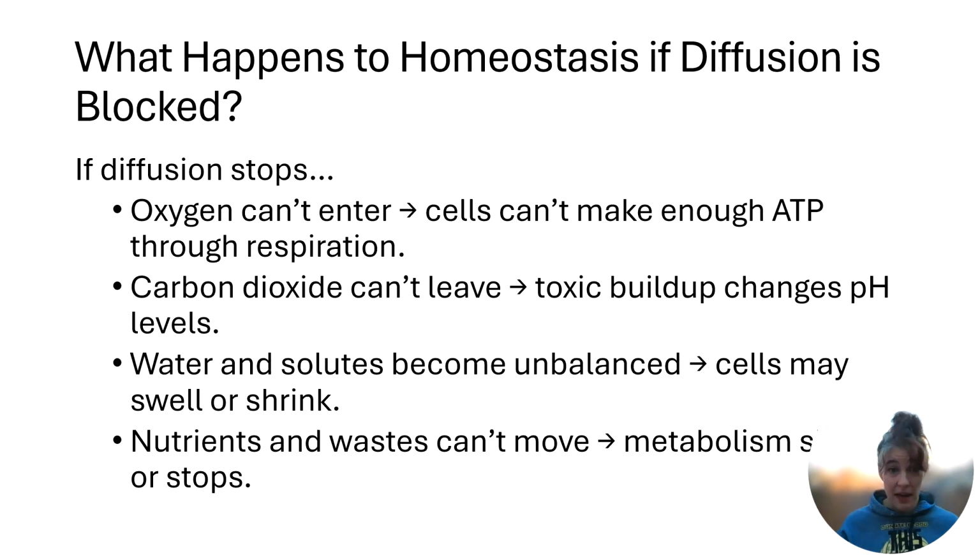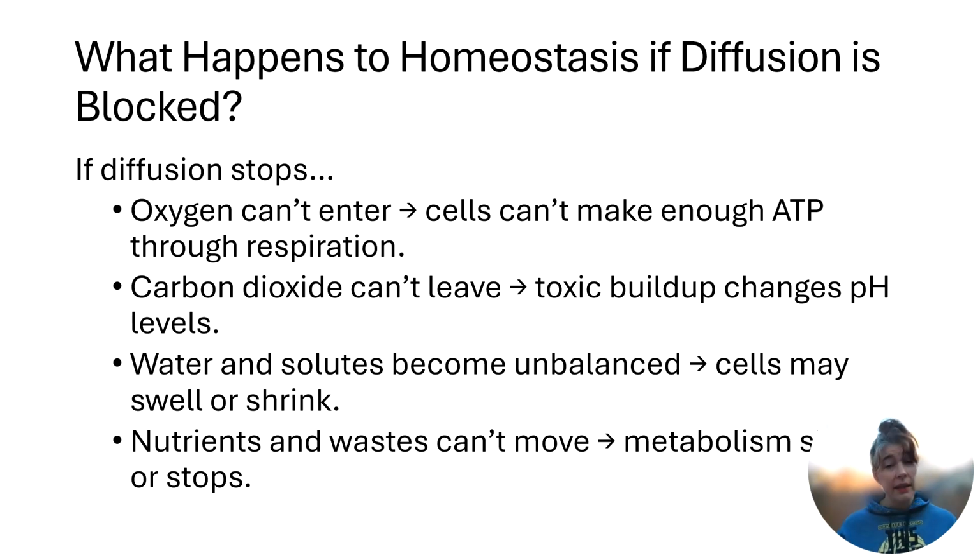If diffusion stops, oxygen can't enter, and the cells can't make enough ATP through respiration. And remember, respiration gives us far more ATP than anaerobic. So we like oxygen being present in the cell. It helps us make better energy conversions. Carbon dioxide can't leave, so you're going to have a toxic buildup. You're going to change the pH levels.